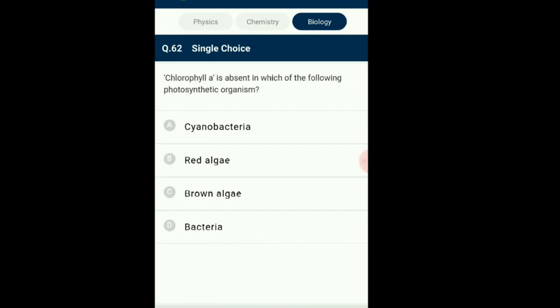Question number 62. Chlorophyll A is absent in which of the following photosynthetic organisms? The photosynthetic bacteria use inorganic electron donors such as hydrogen sulfide, H2, sulfur compounds, etc. They contain bacteriochlorophyll, but chlorophyll A is absent. So the answer is option B. Bacteria do not contain chlorophyll A. The remaining plant species contain chlorophyll A.